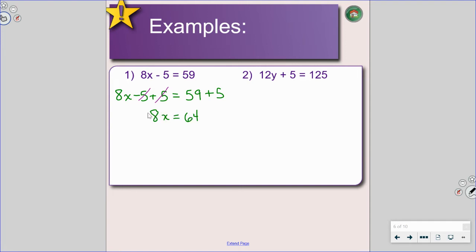Okay, but I don't want to know what 8 envelopes of money are. I want to know what a single envelope of money is. So let's go ahead and divide both sides by 8. In this case, x is 8. Or is it? Maybe I made a mistake.